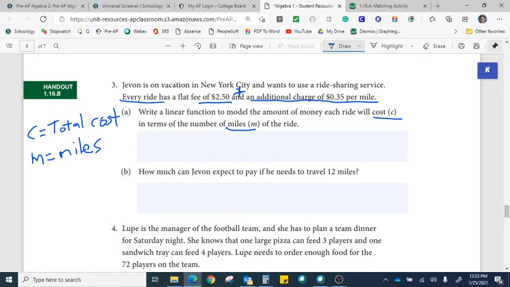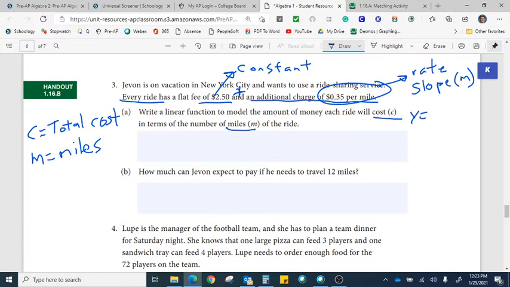Okay. So there's a flat fee of $2.50. Flat fee is just another word for constant. This right here, it's per mile, so that's a rate. And a rate, as we know, is the slope. And we call that M in y equals mx plus b.